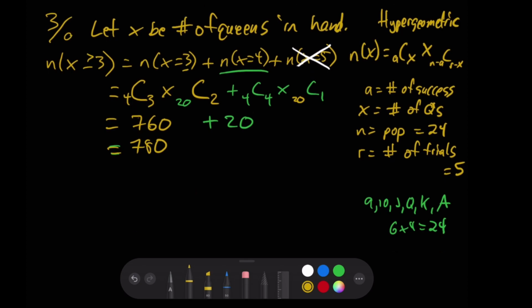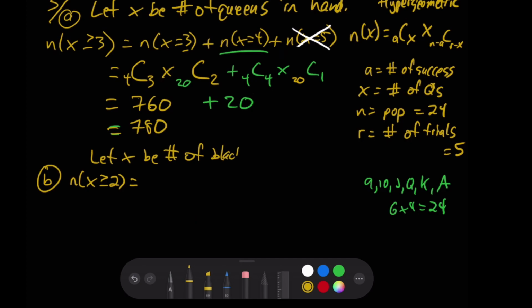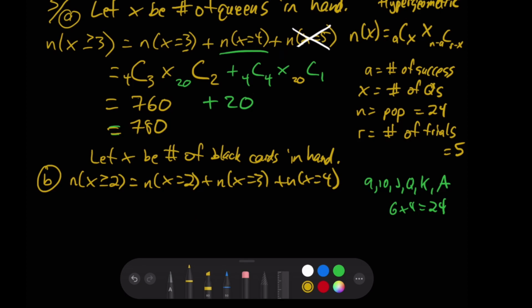To be brief, I'll just set up the other ones. I probably won't finish solving them for question B. At least 2 black cards. So N of X is greater than or equal to 2. Let X be number of black cards in hand. So N of X is equal to 2, or 3, or 4.